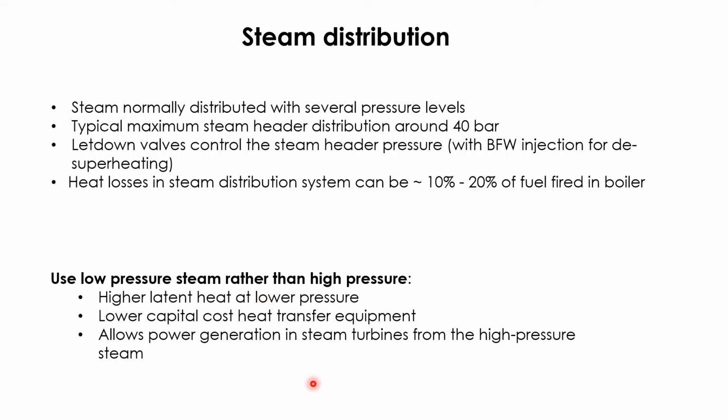Another one is that if you operate at lower pressure, you can run the system with lower capital cost for heat transfer equipment. Why? Because at lower pressure, we only need thinner tubes in the heat exchanger, for example. So the investment cost of the heat exchanger is lower. And if your boiler produces steam at high pressure, you have an opportunity to use power generation in the steam turbines that convert high pressure steam to low pressure steam.